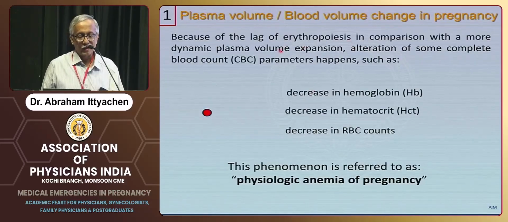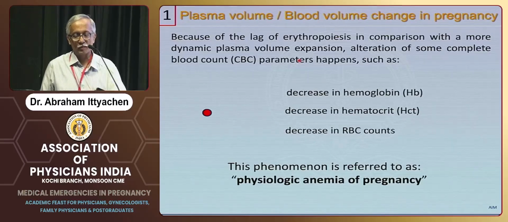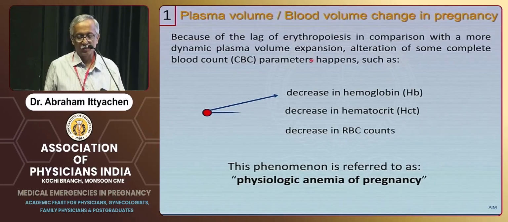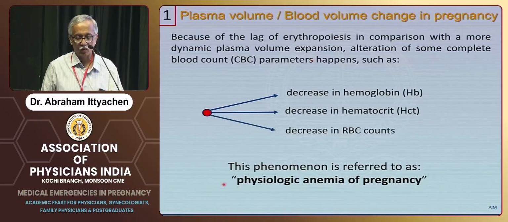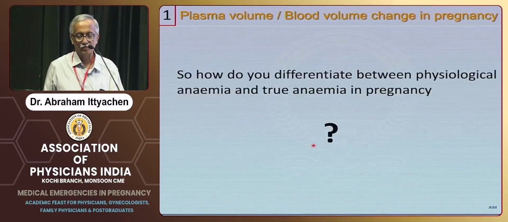Now, because of the lag of erythropoiesis in comparison with the more dynamic plasma volume expansion, alteration of such parameters happens. That is, there will be a decrease in hemoglobin, a decrease in hematocrit, and a decrease in RBC counts, and that's what you call the physiological anemia of pregnancy, which I am sure the obstetricians are very much aware of.